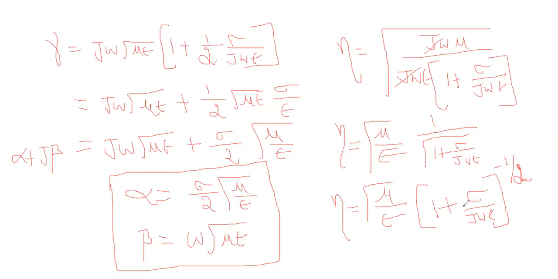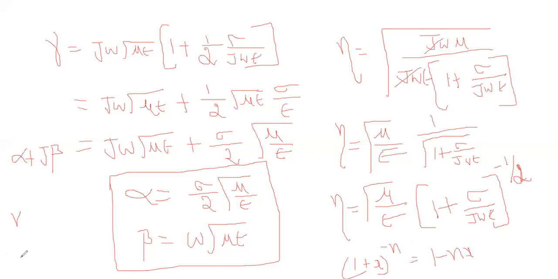Now the same binomial theorem we can use: (1 plus x) whole power minus n means 1 minus nx plus n into n minus 1 by 2 factorial x square, and alternately we will get the minus. So after neglecting the higher order terms, (1 plus x) whole power minus n becomes 1 minus nx only. What is the n here? 1 by 2. What is the x here? Sigma by j omega epsilon.